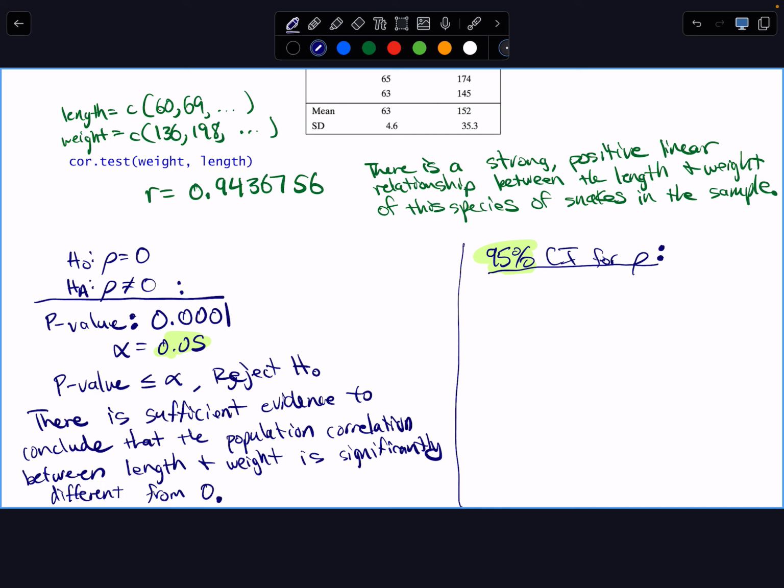So if I go back, notice here under the hypothesis test, we have the confidence interval. I'm going to round these to 3 places after the decimal. So I get 0.749 to 0.988. So 0.749 to 0.988. All right. So now I can do that.